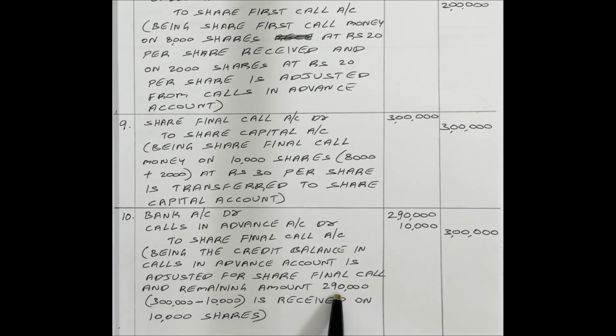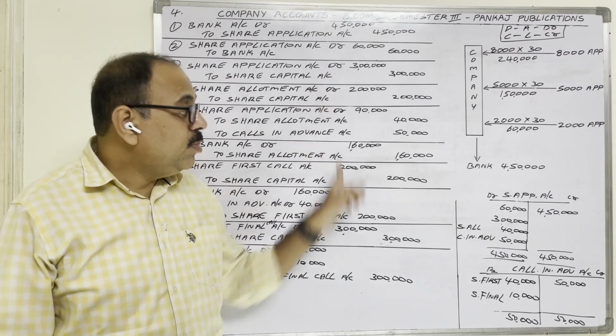How is 2,90,000 coming? 3 lakh should come. 10,000 we are adjusting from calls in advance account. So the remaining amount is 2,90,000 rupees. All entries are available on the board now.